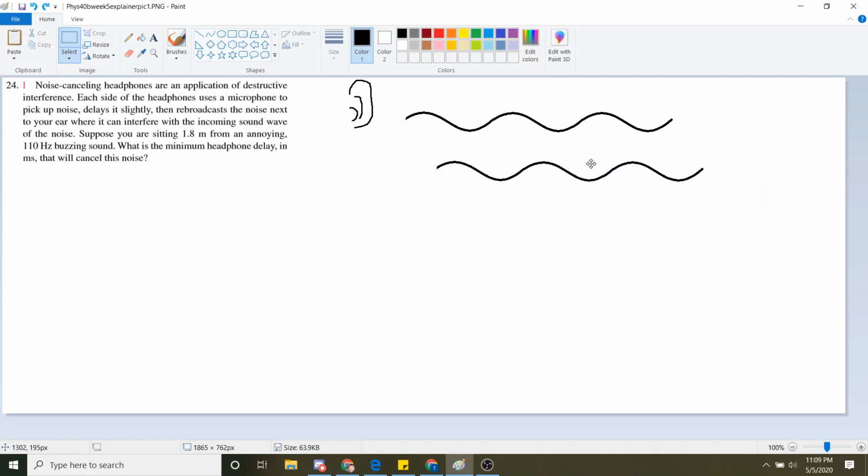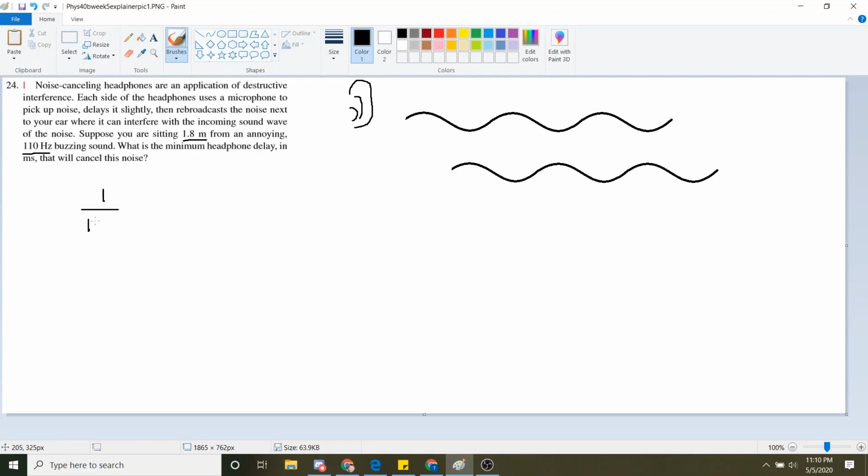But if we do it by only half of the period, the lower parts of this will correspond to the rising parts of this, and the lower parts of this will correspond to the rising parts of this. So the two waves will cancel each other. In order to get this, we don't really need the 1.8 meters, because we don't need it to find the period. We only need the frequency, and we all know that 1 over the frequency is the period, and the delay that we need is about half of the period.